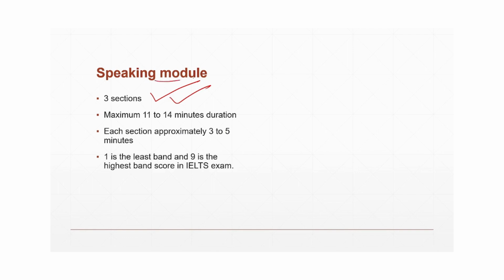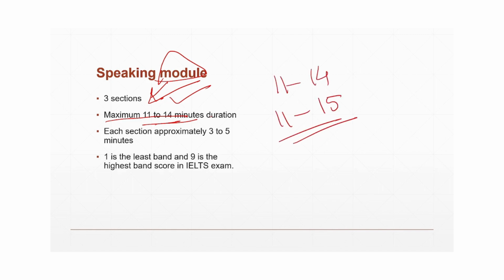So the speaking module has three individual sections with a maximum duration of 11 to 15 minutes, or you can say 11 to 14 minutes approximate. Somewhere you will find it given as 11 to 14, whereas in some places 11 to 15 minutes approximate time is given for speaking.